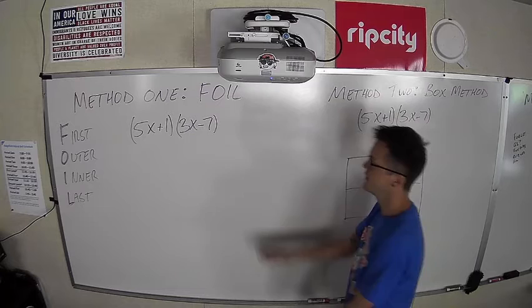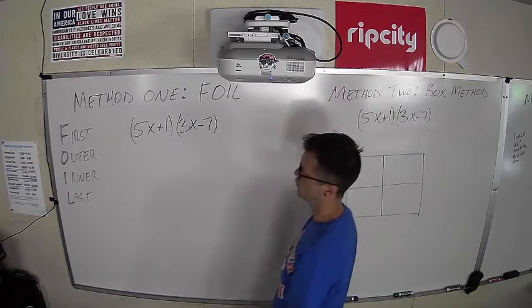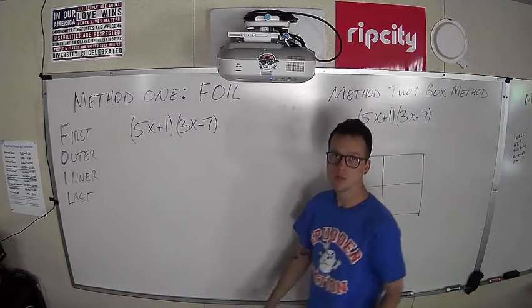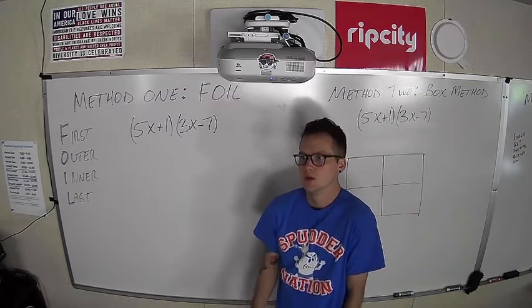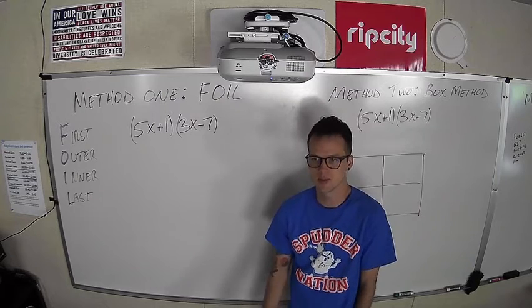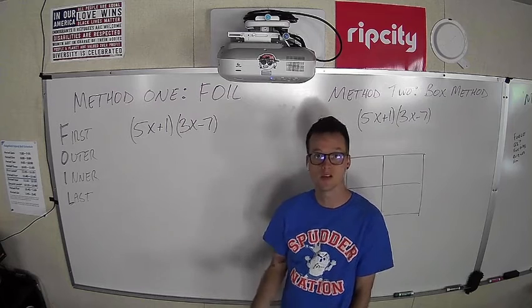Okay, as promised, 2 methods. First one here is called FOIL. Second one's the box method. Let's focus on the FOIL one first. FOIL is an acronym. You're going to hear it a lot. It's a very common acronym. It's kind of like ASAP or something like that. It's something that's very commonly used among folks who have taken algebra before.